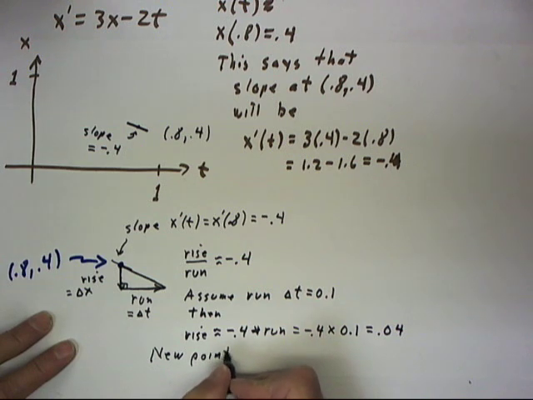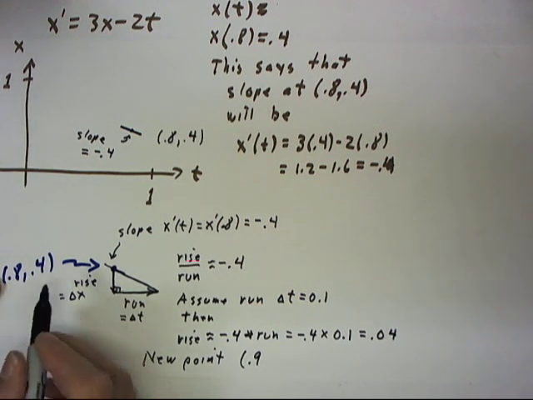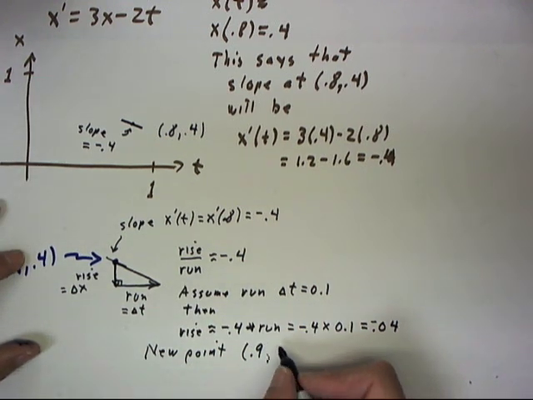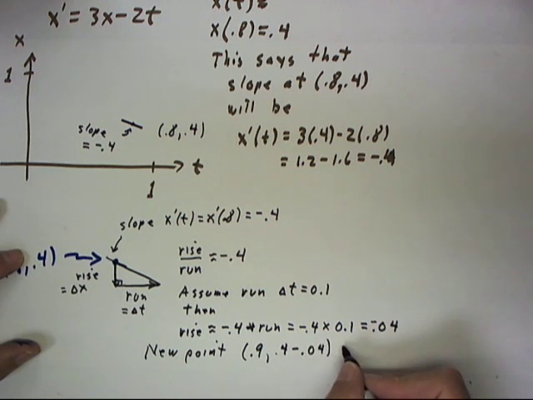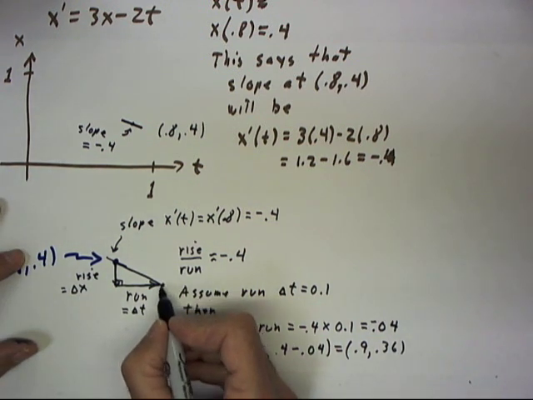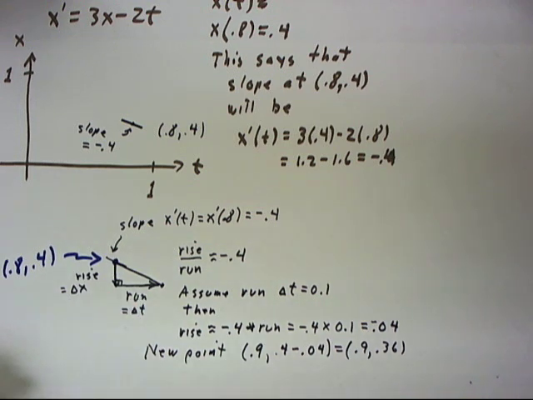we're going to get to a new point which has t-coordinate 0.9, having moved 0.1 unit from 0.8, and that's negative 0.04, and 0.4 minus 0.04 is 0.36. So our new point will have approximate coordinates (0.9, 0.36). We'll see what the implications of that are in the next clip.